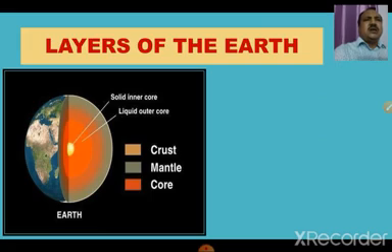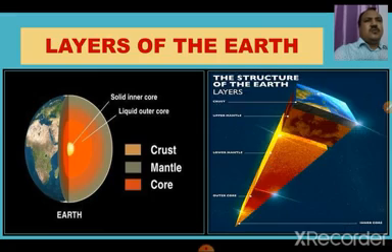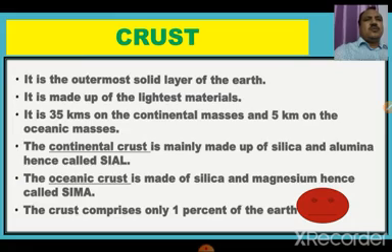The earth is mainly divided into three layers, that is crust, mantle and core. The crust is the uppermost layer, then the second one is mantle. Mantle is divided into two parts, upper mantle and lower mantle, and on the inside is the core, which is divided into two parts as outer core and inner core. So first we are going to discuss the crust.